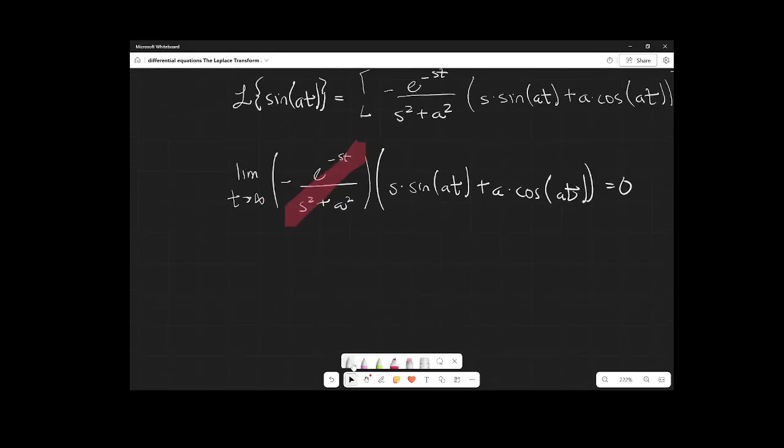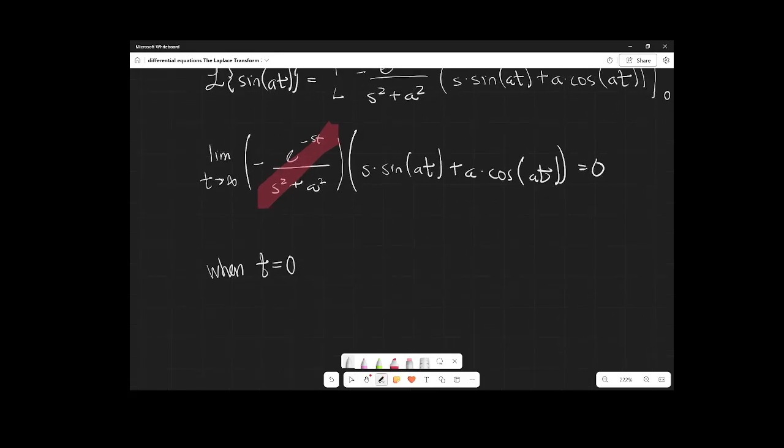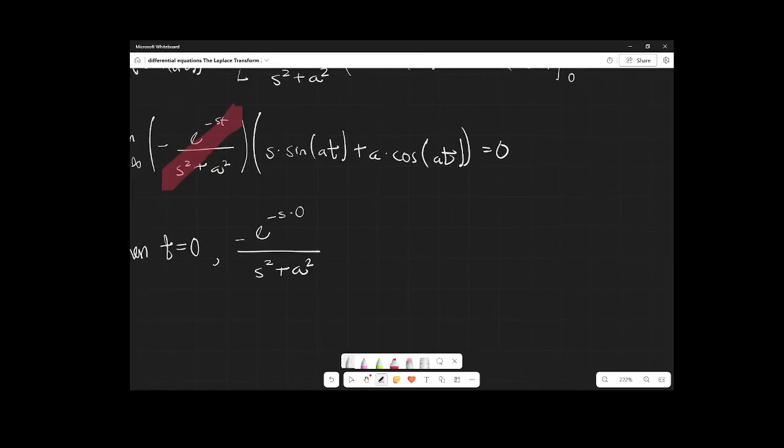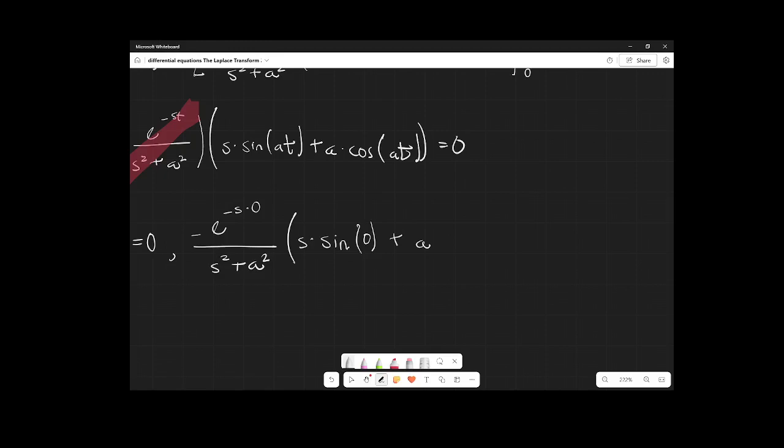What's the lower limit? Well, when t equals 0, we have negative e to the negative s times 0 over s squared plus a squared. And then we have times s times sine of 0 plus a cosine of 0.